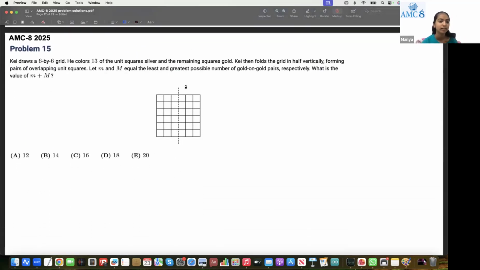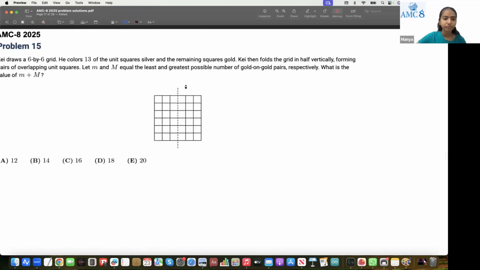Problem number 15. K draws the 6 by 6 grid and he colors 13 of the unit squares silver and the remaining squares gold. K then folds the grid in half vertically, forming pairs of overlapping unit squares. Let lowercase m and uppercase M equal the least and greatest possible number of gold on gold pairs respectively. What is the value of lowercase m plus uppercase M?